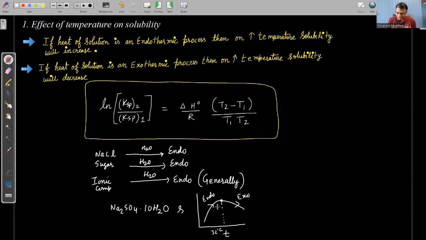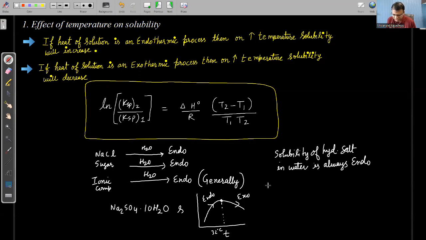When we analyze what is happening, we find that solubility of hydrated salt in water is always endothermic. After 32 degrees Celsius, this Glauber's salt Na2SO4·10H2O, on heating at 32 degrees Celsius, will lose its water of crystallization, 10 H2O. So now dissolution of anhydrous Na2SO4 in water is an exothermic process, while dissolution of the hydrated salt is an endothermic process.